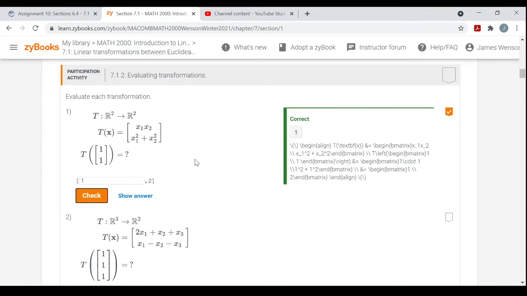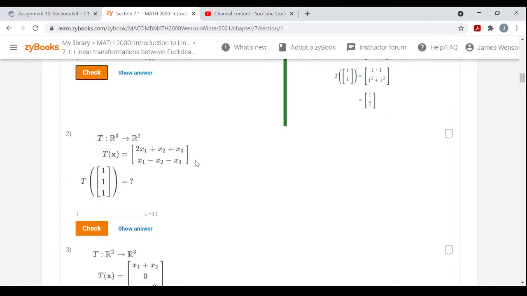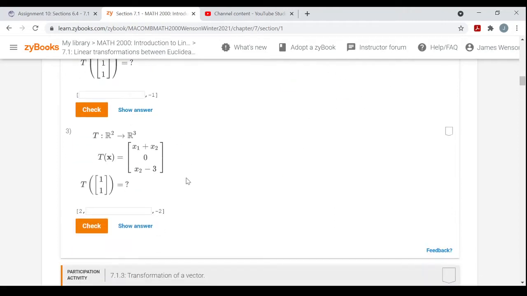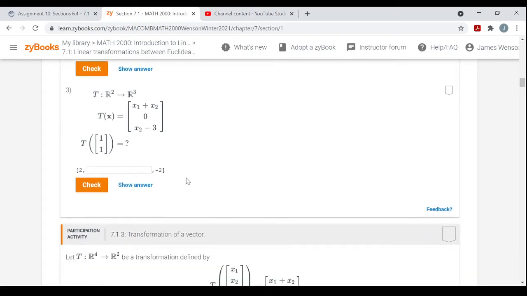So real simple stuff here. Just plugging in values, making sure you plug in the correct component that they want. All right, so I'll leave those other two to you.